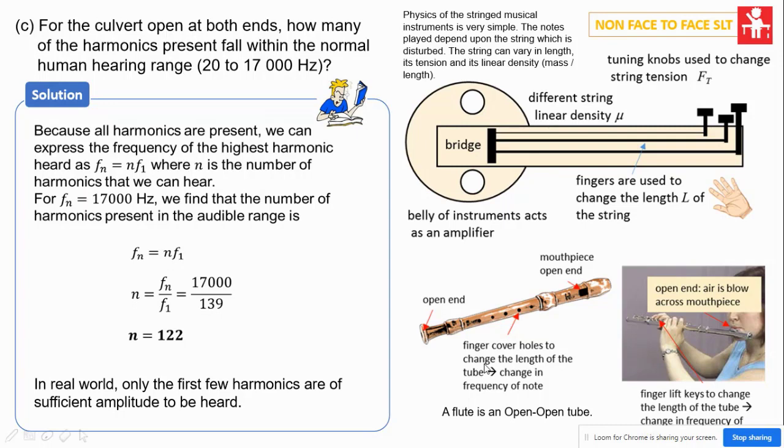So next we have this kind of musical instrument whereby we have the open end over here and the mouthpiece open end at the top. The air is blown across the mouthpiece, and the fingers lift the keys to change the length of the tube, which means we can change the frequency of the note. For this type of musical instrument, which is an open tube type, the fingers cover holes to change the length of the tube, whereby we can change the frequency of the note.